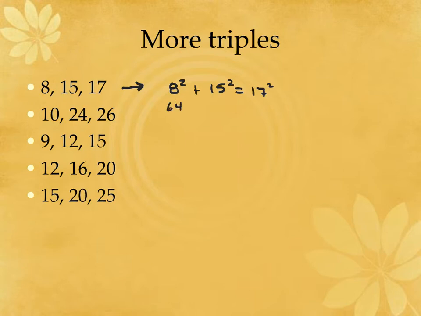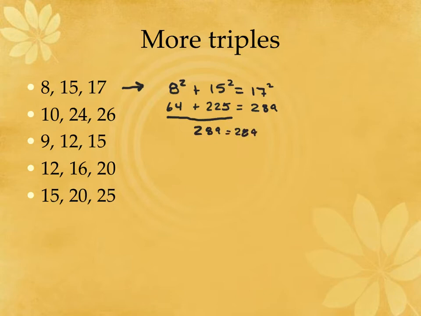64 plus 225. You can take my word for it. 17 squared is 289. If you didn't know that, you could just work it out, 17 times 17. So now all I'm going to do is add these together here. When I add those together, I get 289 is equal to 289, which is a true statement.